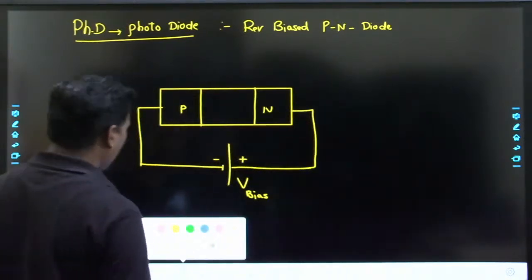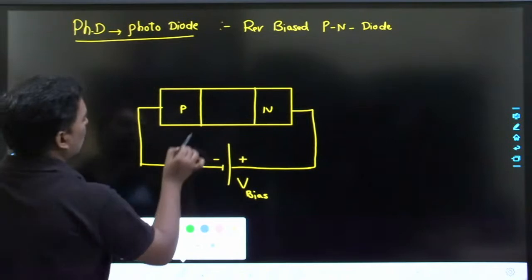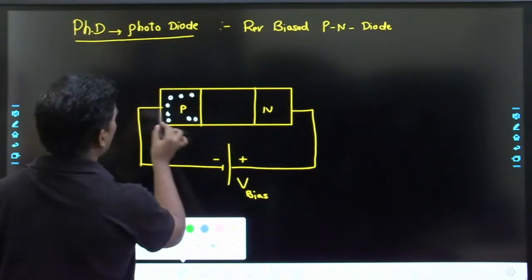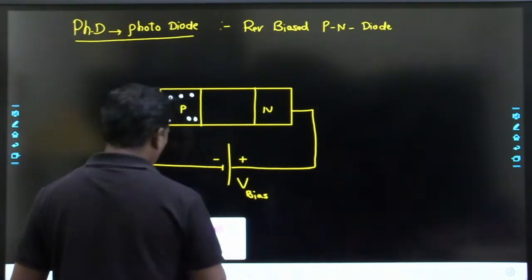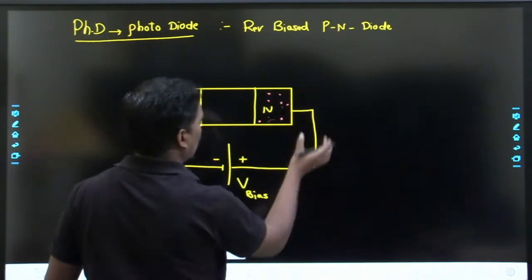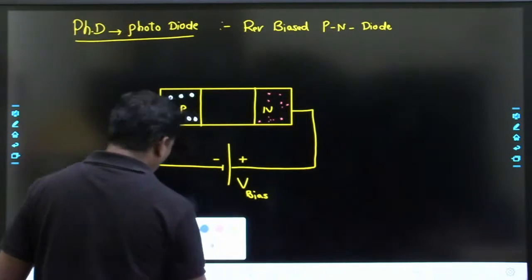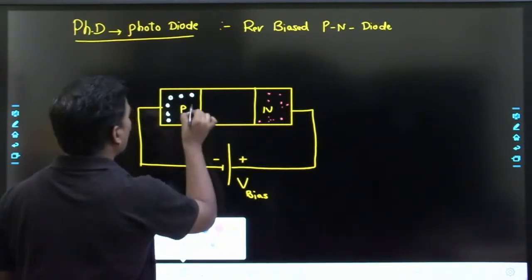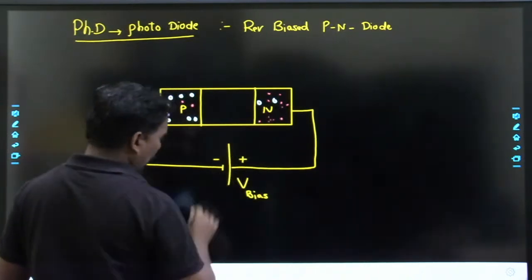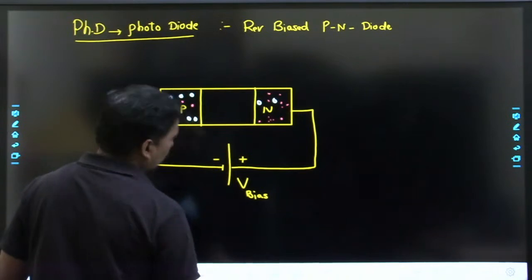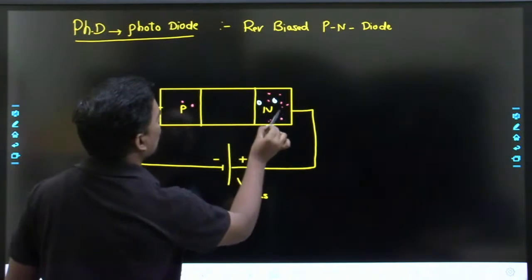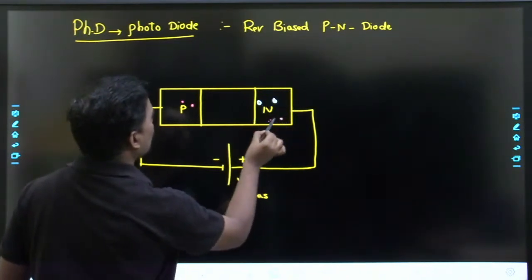Now, if you check the photodiode, the majority charge carriers are holes here, and the holes are attracted. The majority charge carriers are electrons here, and the electrons are attracted. Here the minority charge carriers are electrons, and here the minority charge carriers are holes. So when you connect the negative bias voltage, all these holes will be attracted here and all electrons will be attracted here. So there is minimum possibility of current.